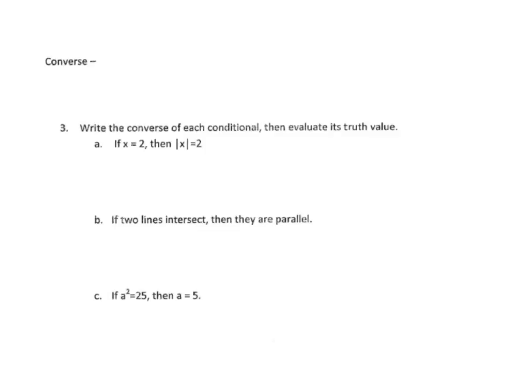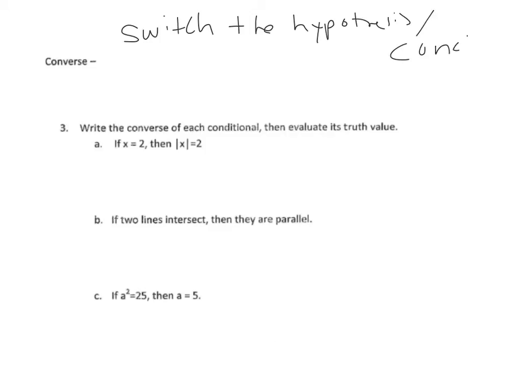The converse of a conditional statement is you switch the hypothesis and conclusion. So if you have a conditional statement that's P implies Q, this is read if P then Q. The converse switches it around. So if Q then P. You have to go backwards.